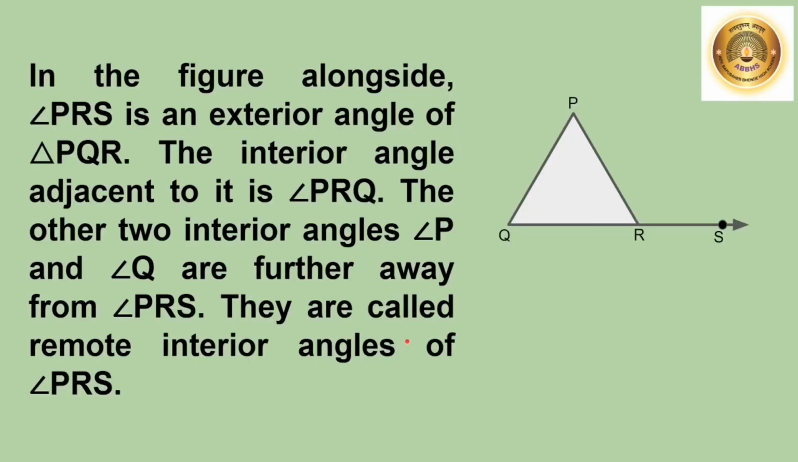Now let's try to prove this. In the figure alongside, angle PRS is an exterior angle of triangle PQR. The interior angle adjacent to this, which is adjacent to angle PRS, is angle PRQ. Now which are the opposite angles in this case? Angle P and angle Q. So the other two interior angles, angle P and angle Q, are further away from angle PRS. They are called the remote interior angles of angle PRS.